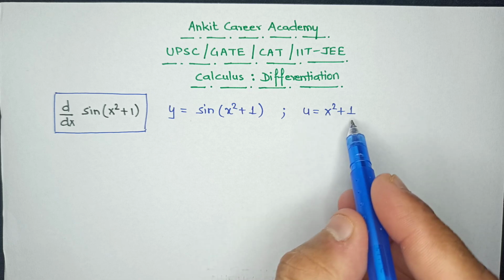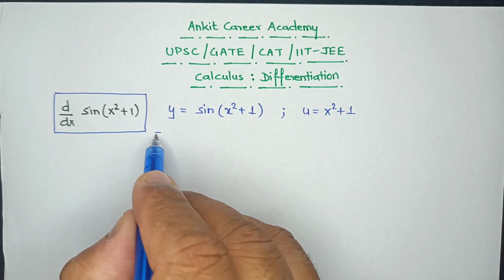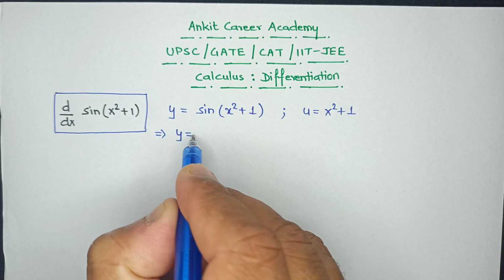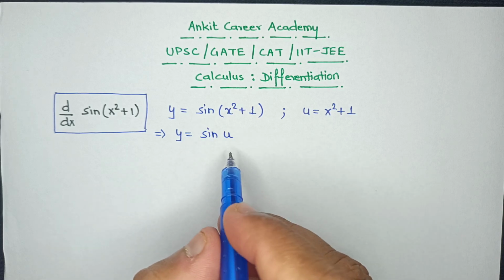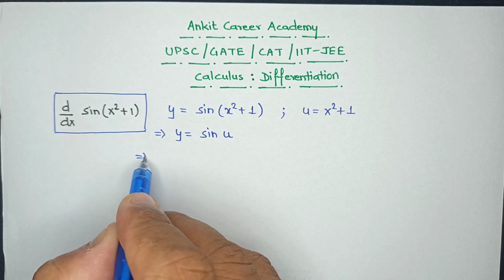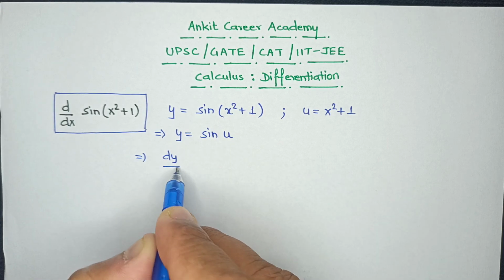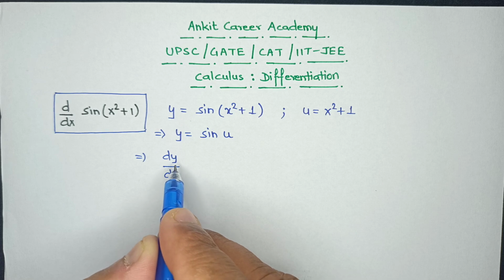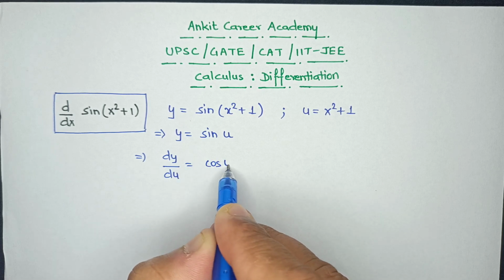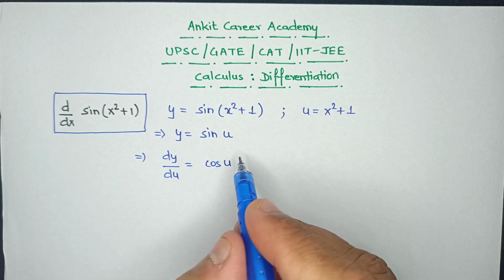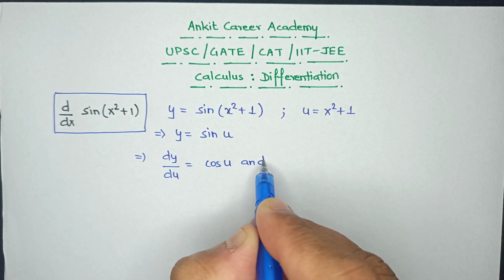So if the value of u is x square plus 1, then the new value of y would be sine of u. So let us differentiate this function now. Differentiation of sine x is cos x. So the value of dy by du will be cos of u.